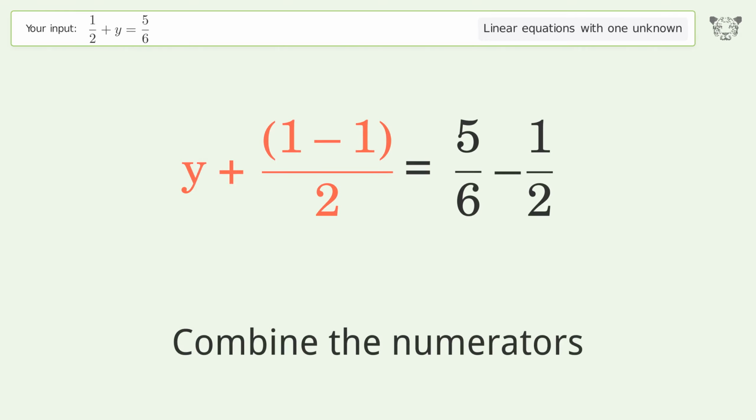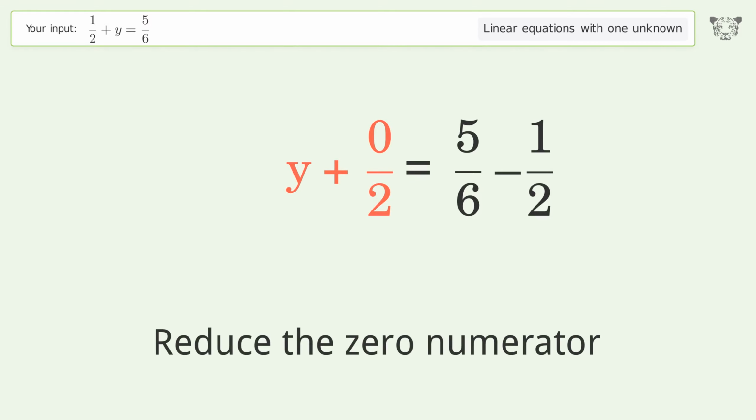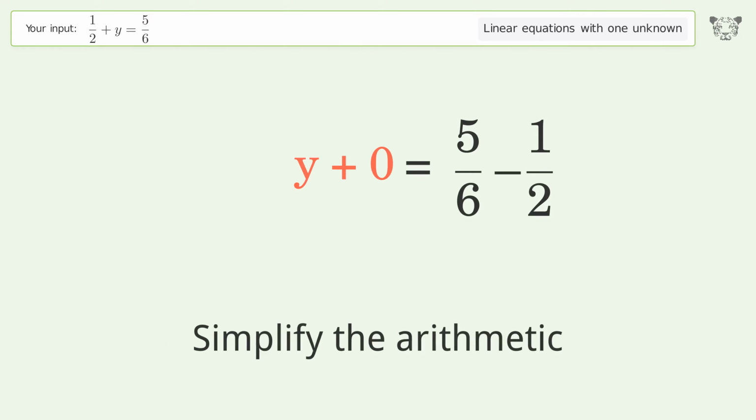Combine the numerators. Reduce the zero numerator. Simplify the arithmetic.